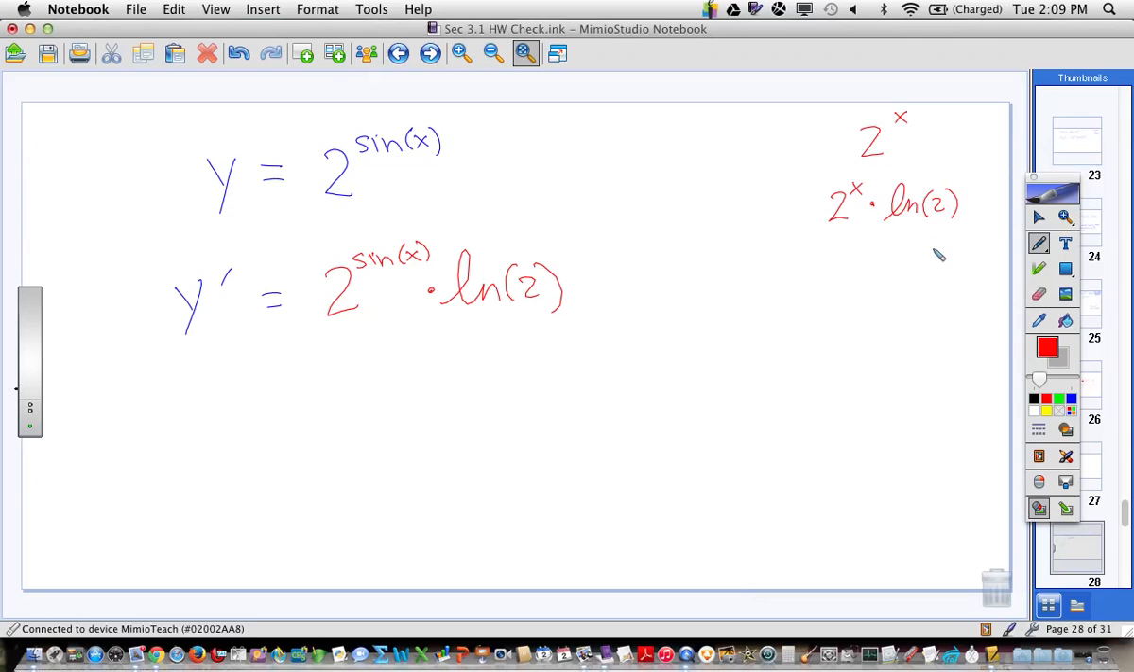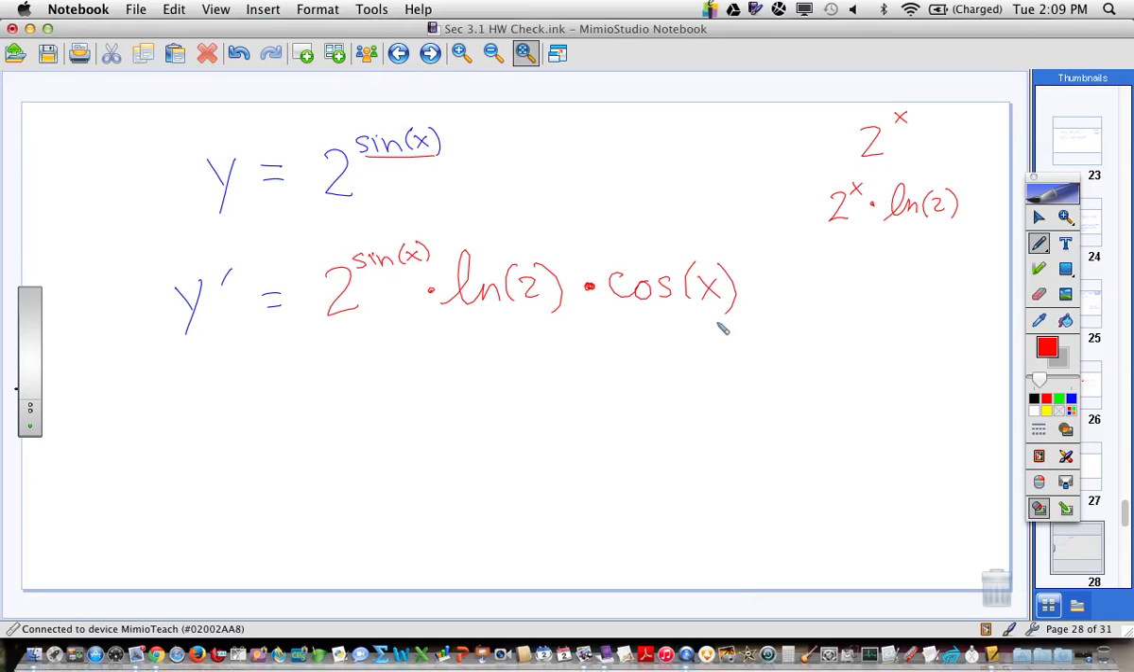So what have I done so far? I've done the derivative of the outer function, the 2 to the power function, which told me to tack on an ln 2. I've left the inside alone, and now I'm doing the derivative of the inside. Derivative of sine is cosine x.